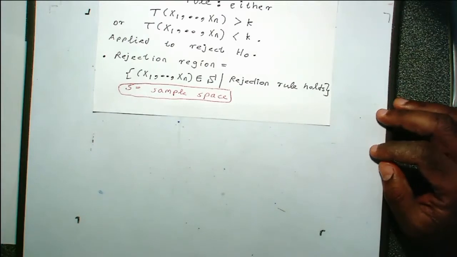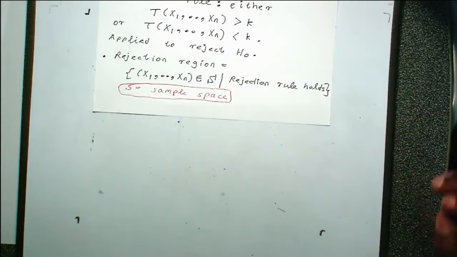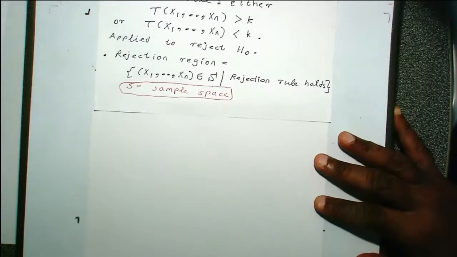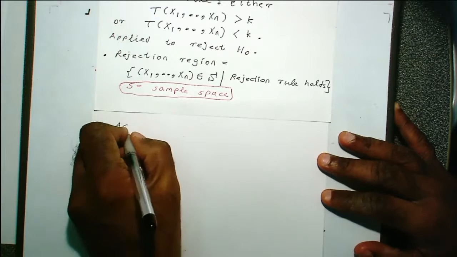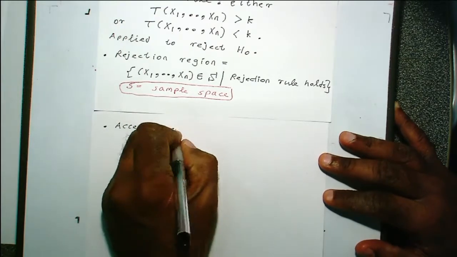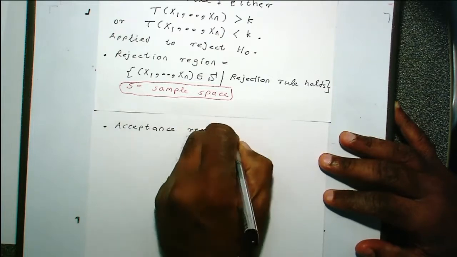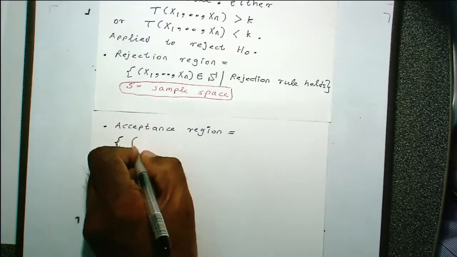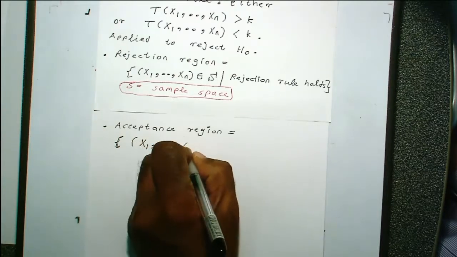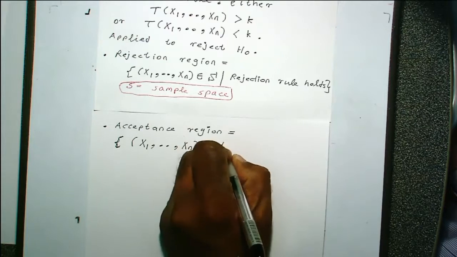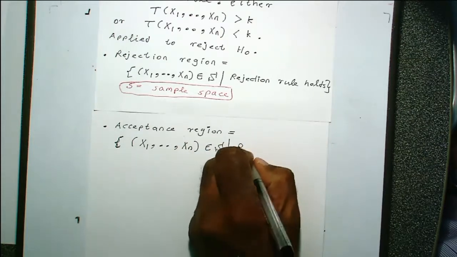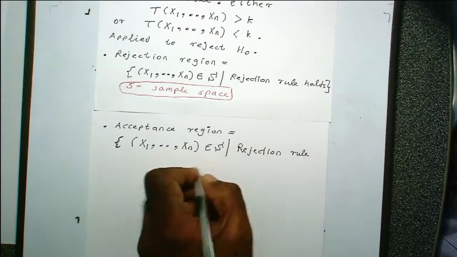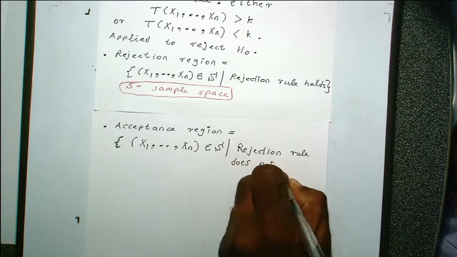And the acceptance region is just the complement of that. The acceptance region is a set of all data points in the sample space S such that the rejection rule does not hold. Okay.